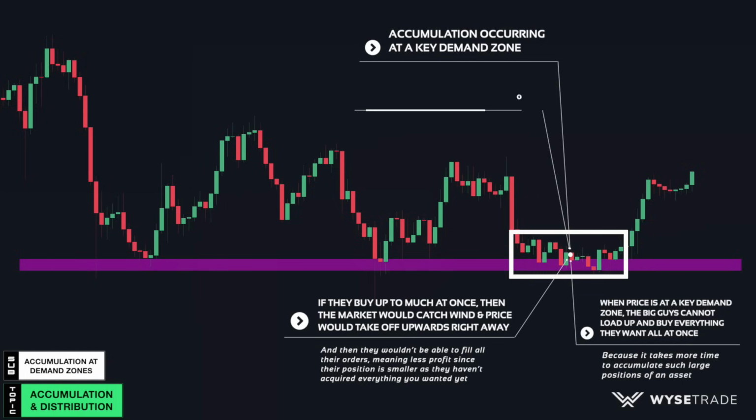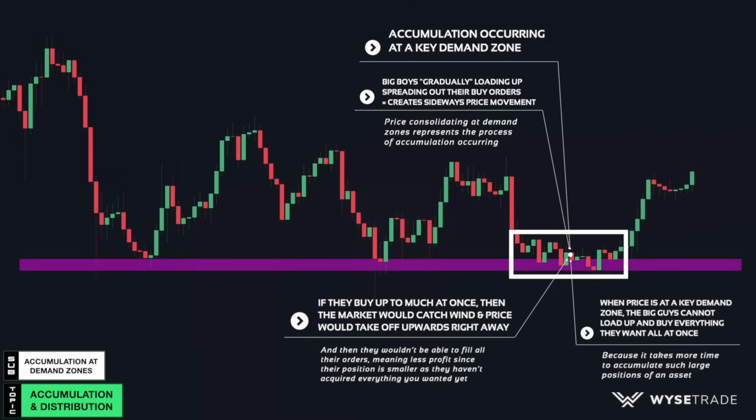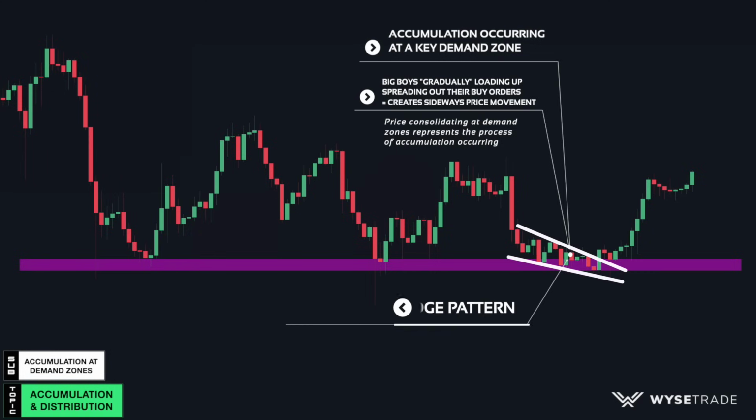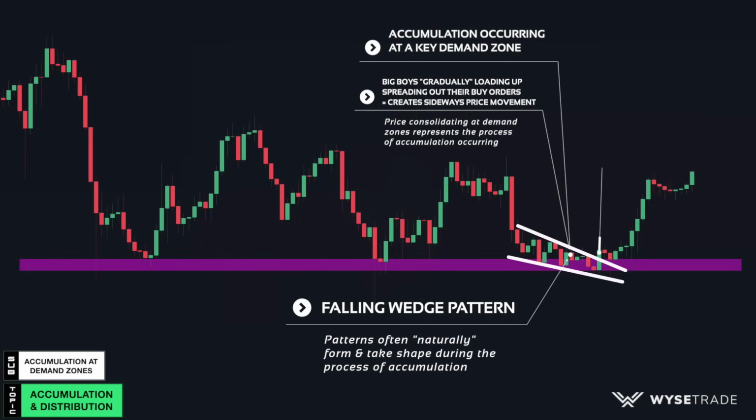So what they do is they gradually load up and spread out their buys at these demand zones, creating the sideways price movement and consolidation you see forming at these demand zones, and is known as the process of accumulation. Notice how this accumulation process also forms a falling wedge pattern. Once the big boys have completed all their buys, the market explodes upwards.